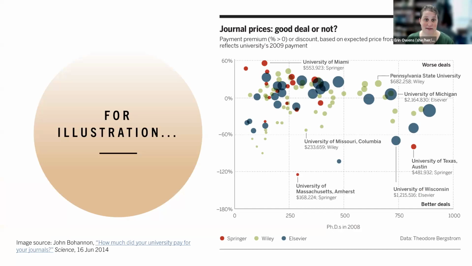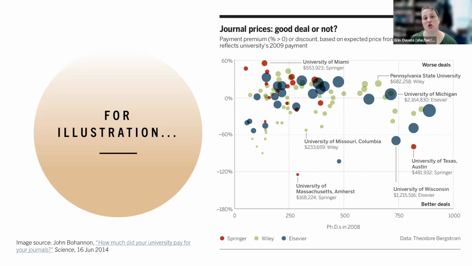A few data points here for illustration. This figure shows the dollar price tags that a variety of universities pay for their subscriptions with a single publisher. Keep that in mind, single publisher. So for example, the University of Michigan pays well over $2 million just for the journal subscriptions from Elsevier. And that's not including journals published by any other publisher or scholarly society.